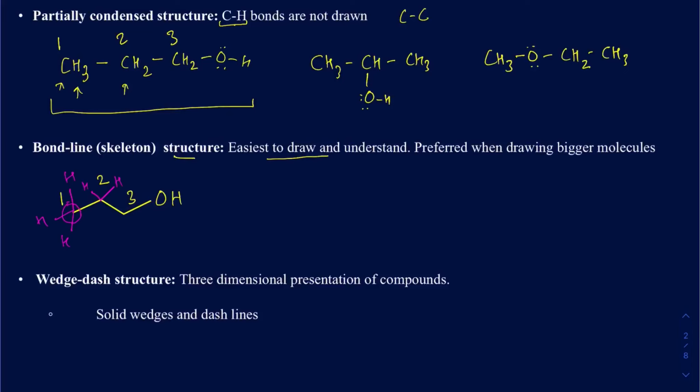So the bottom line is when I redraw this, it's just going to be 3 carbons in the chain, and then you're going to have an OH group attached to it. What about this second one? How would you draw the second one?